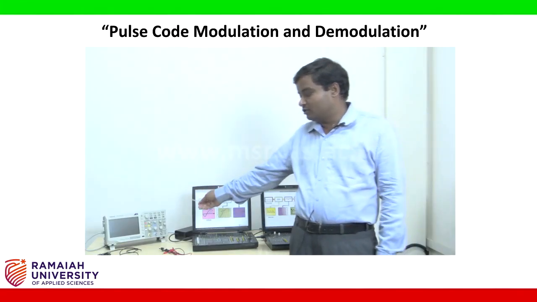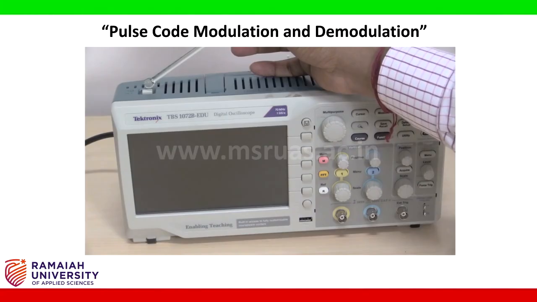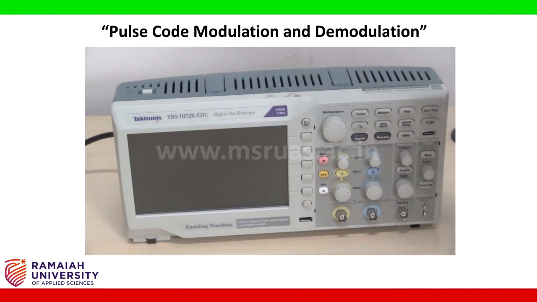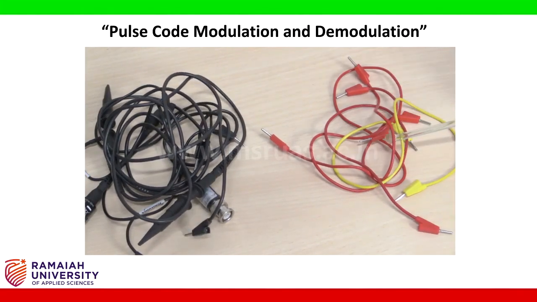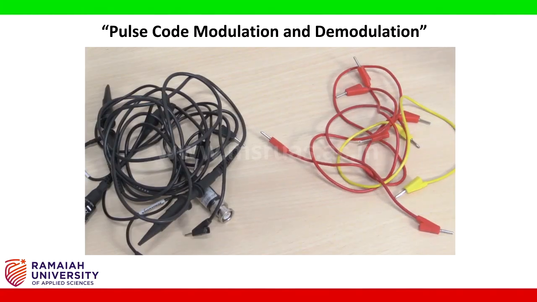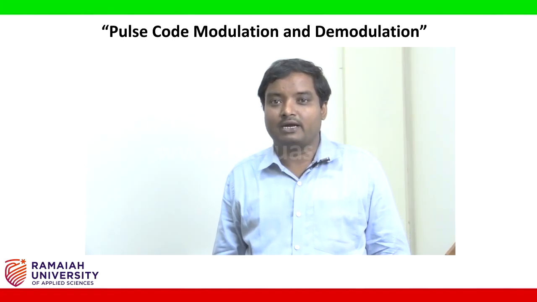And this is the digital oscilloscope. The main power switch of this digital oscilloscope is this one, and this is a two channel oscilloscope, channel 1 and channel 2. These are the magnitude adjusting knobs, these are the horizontal position adjusting knobs, and this is the time scale adjusting knob. These are the connecting probes for the digital oscilloscope, and these are the connecting wires for the Syntec 2151 board. Now let us start the connections for the experiment, pulse code modulation and demodulation.